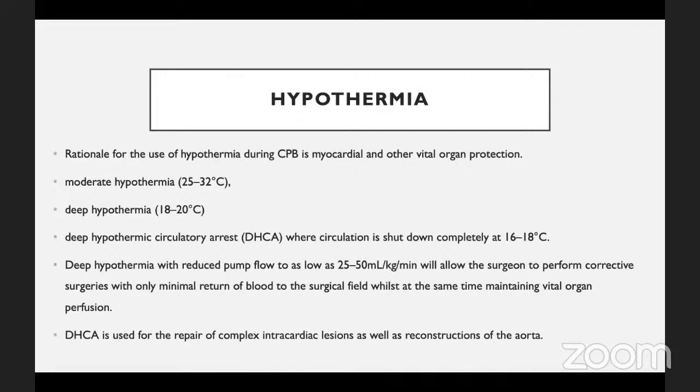So for hypothermia, we have moderate hypothermia at 25 to 32 degrees Celsius, deep hypothermia from 18 to 20 Celsius, and deep hypothermic circulatory arrest, where circulation is shut down completely, at 16 to 18. Deep hypothermia with pump flow reduced to as low as 25 to 50 ml per kg per minute will allow the surgeon to perform corrective surgeries with only minimal return of blood to the surgical field, whilst at the same time maintaining vital organ perfusion. The HCA is used for the repair of complex intracardiac lesions as well as reconstruction of the diseased aorta.